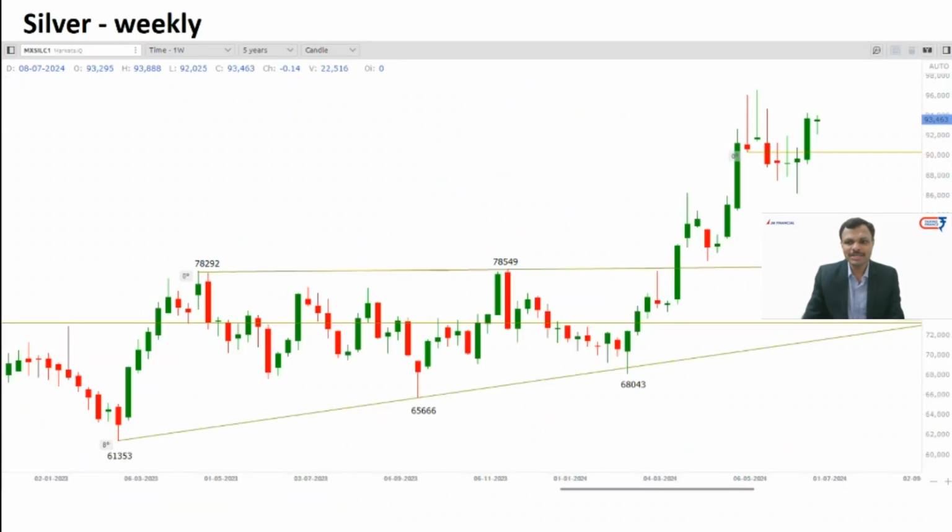So what the weekly has been indicating, we have seen a rally to a high of close to 96,000. After which we saw a small correction. Now, last week we again saw a rally, a breakout, and this positive momentum continues in silver prices. A breakout above 94,200 would confirm this reversal, and then we are in for a strong upside in silver prices.